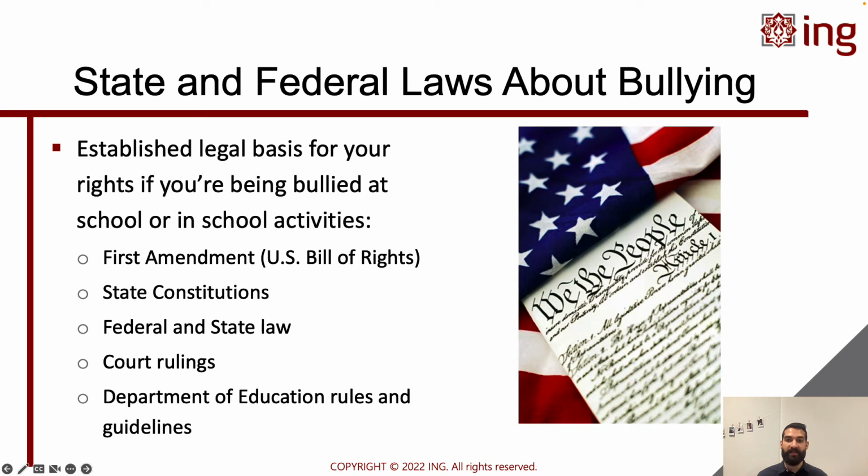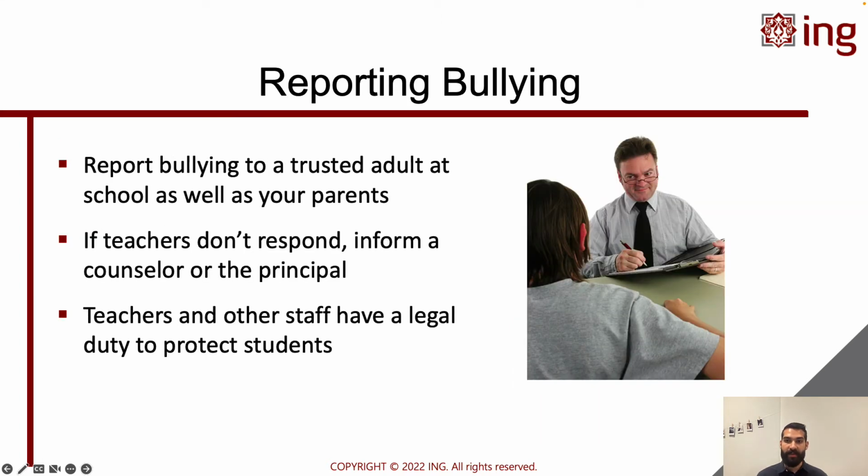There's a legal basis for your rights regarding bullying at school. Your rights are based on the U.S. and state constitution, federal and state laws, and court rulings and the Department of Education rules and guidelines. If you are bullied, it's important that you report it to a trusted adult at school as well as your parents. If teachers do not respond, inform a counselor or the principal until you get a proper response. Teachers and other staff have a legal duty to protect students, and when they don't, it's your right to take the issue to a higher level, like the district superintendent, until the issue is addressed and the bullying stops.